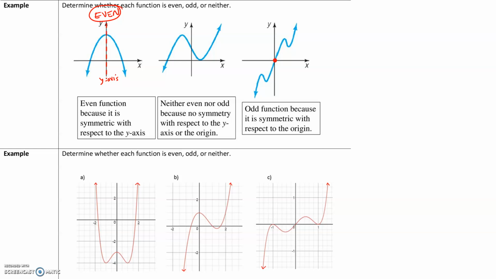Now let's check to see if it's an odd function. For it to be an odd function, it's reflected about the origin. So any point here should have a mirror image on the other side, which it doesn't. So it's not odd, which means that this is going to be neither.